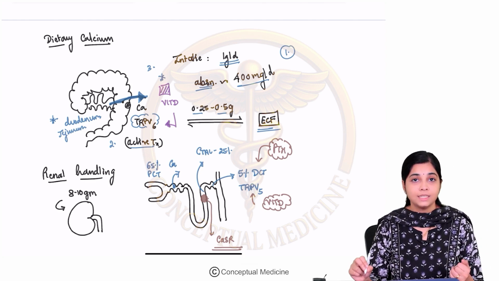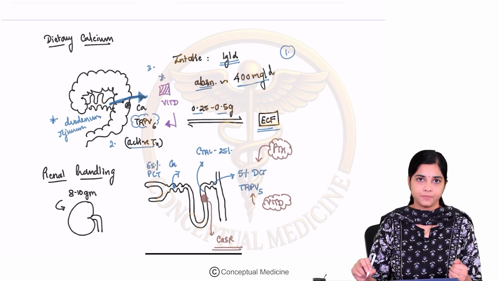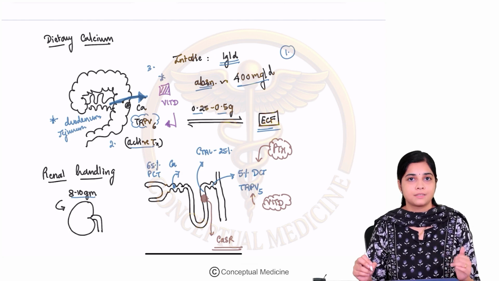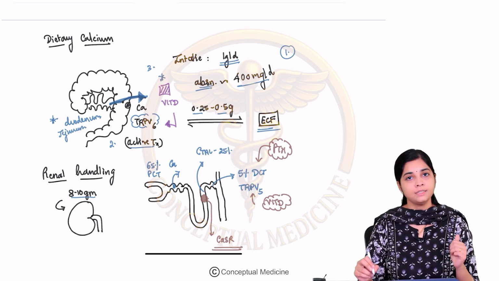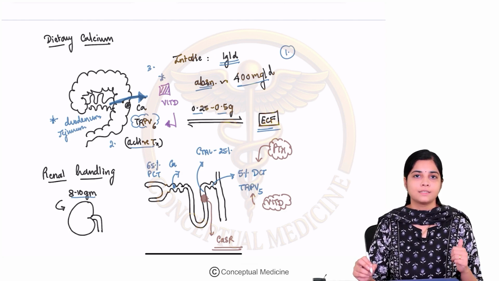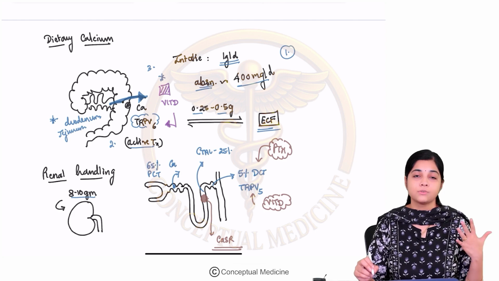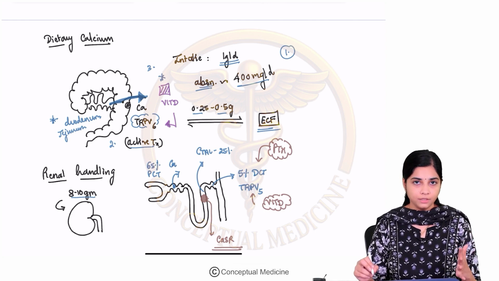Now let us understand the renal handling of calcium. Around 8 to 10 gram is the load of calcium that enters the kidney. So how much calcium enters the kidney? It is around 8 to 10 gram. Once it enters the kidney, the calcium is reabsorbed in multiple sites. Normally you do not find calcium in the urine.